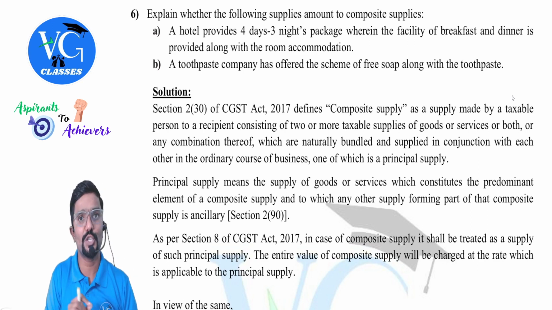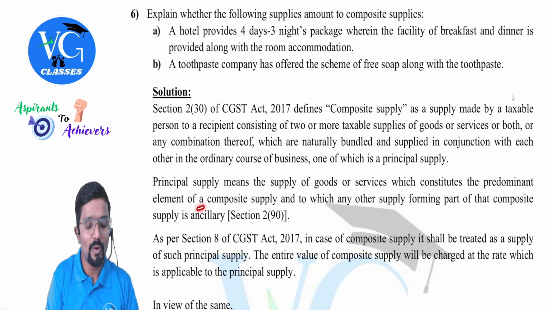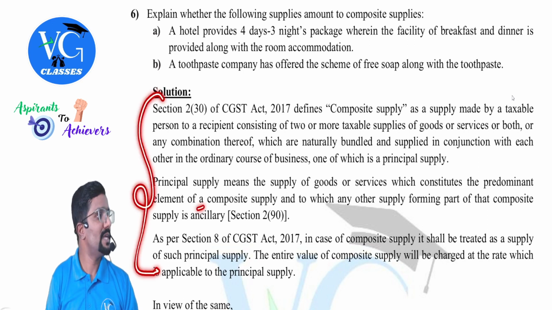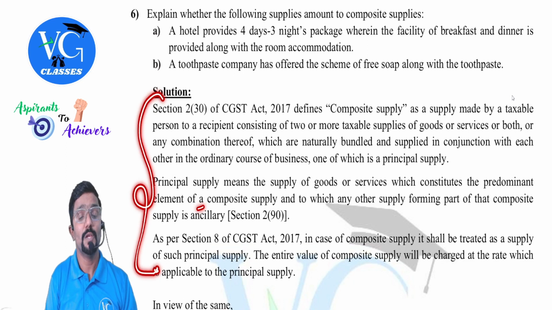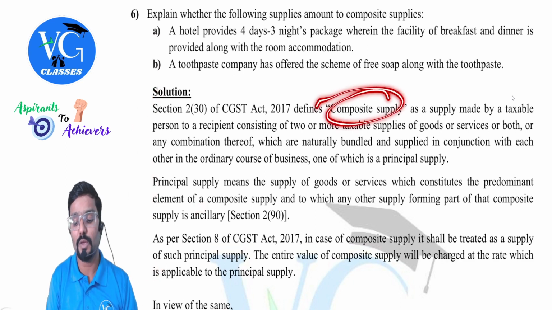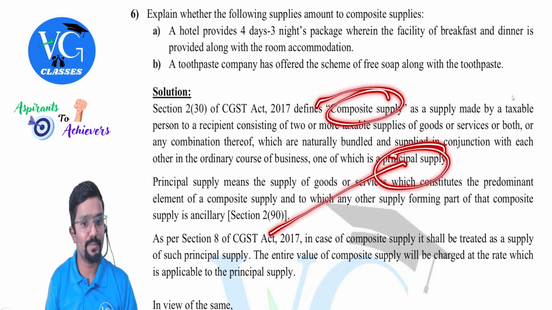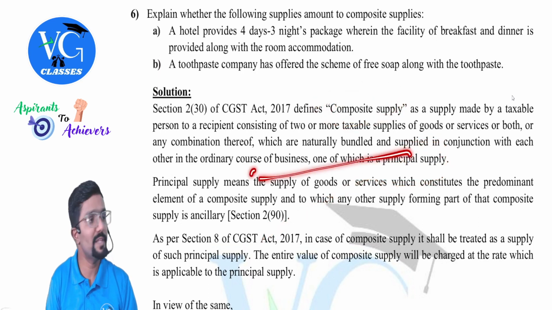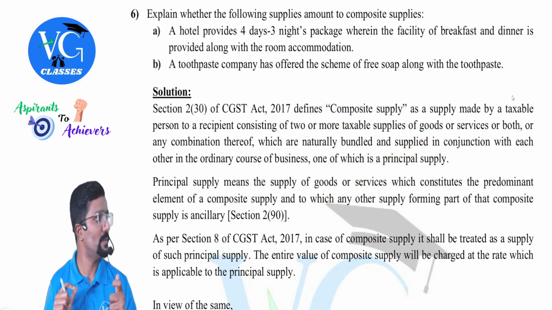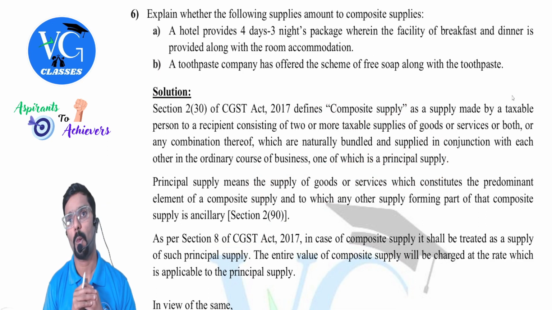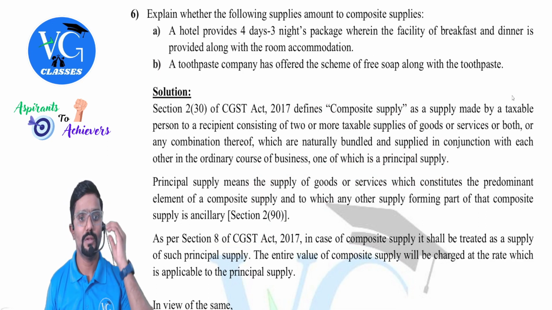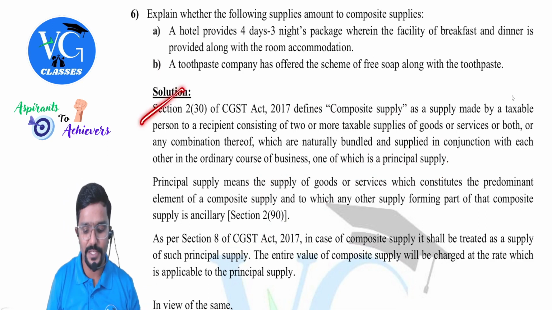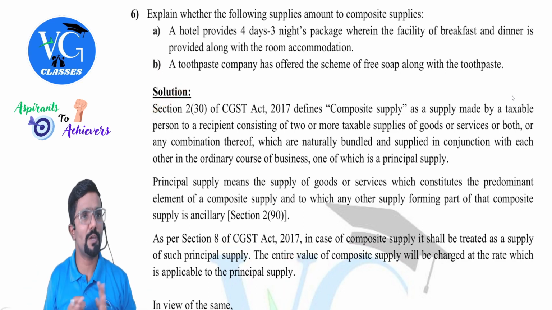So for this question, what should you do, guys? First, explain what is composite supply. When a supply is called a composite supply. So when composite supply comes, they use the word principal supply. Should I explain that also? Yes, we should explain that also, because those are the key terms used in the definition. Let us see the first one. Okay, let me see the explanation first. As the question is on composite supply, we need to explain that.